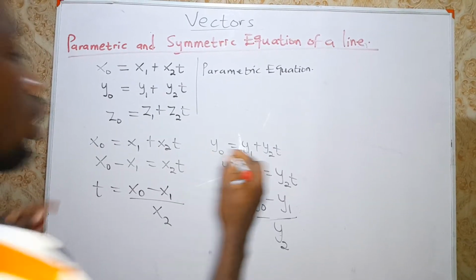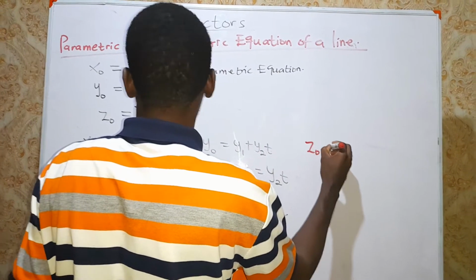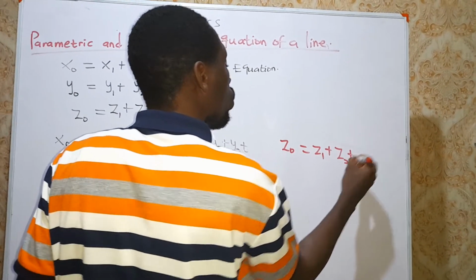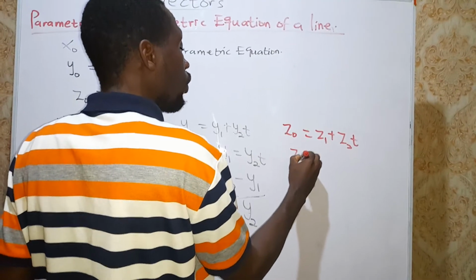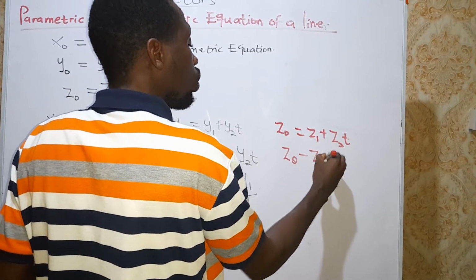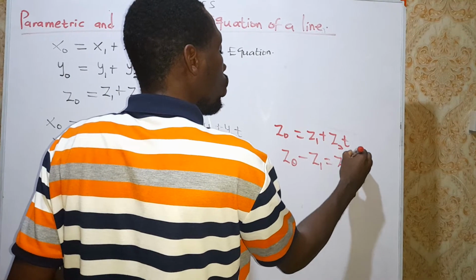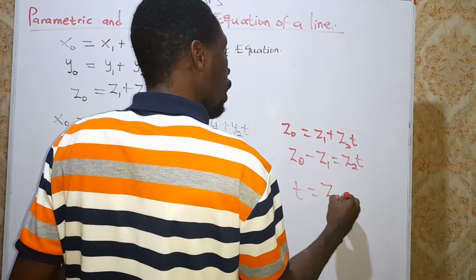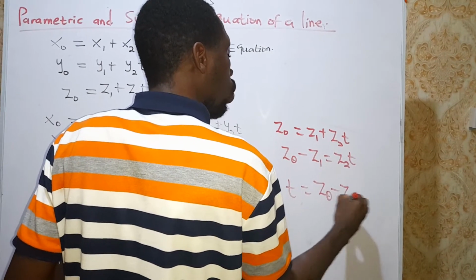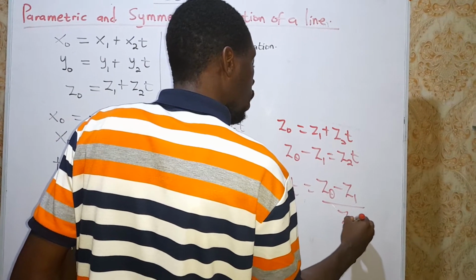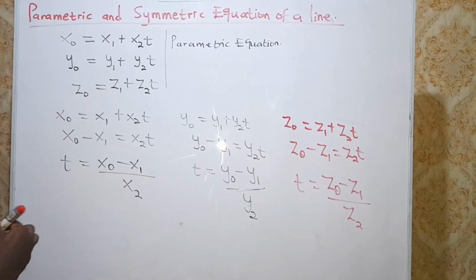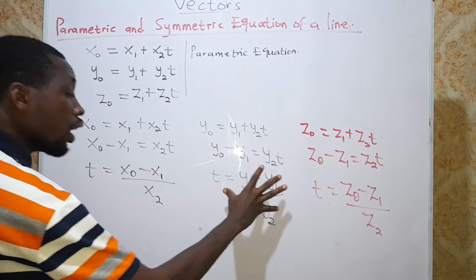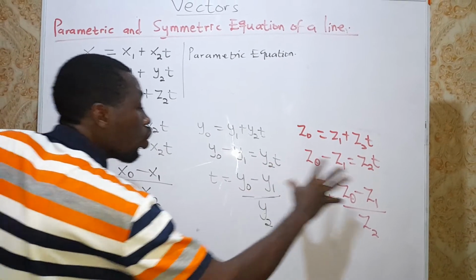Also, for z, we have z0 equal to z1 plus z2t. We want to make t the subject. We have z0 minus z1 equal to z2t. When we make t the subject, our t will be equal to z0 minus z1 all over z2. So you can see that t is equal to that t. So we can say this equation is actually equal to this equation, also equal to that equation.